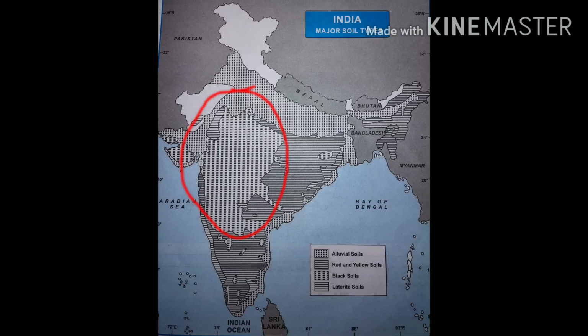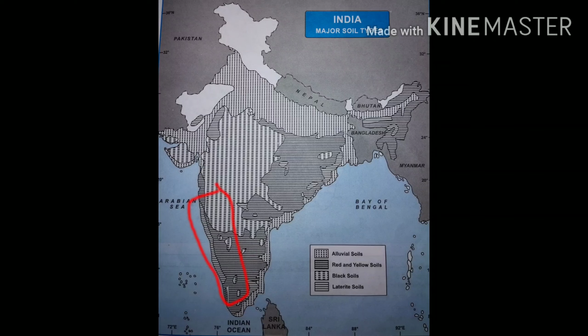And this is the most important region of the black soil found in India. And next is laterite soil. Laterite soil is found in the Konkan and Malabar coast region.